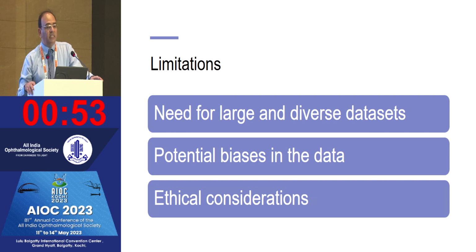There's a need for large and diverse data sets. Potential biases can be there in the data which is fed in the machine, so those biases can be carried forward. And of course, there are ethical considerations, like if something goes wrong, who will be responsible? Whether the AI will be responsible or the doctor will be responsible.